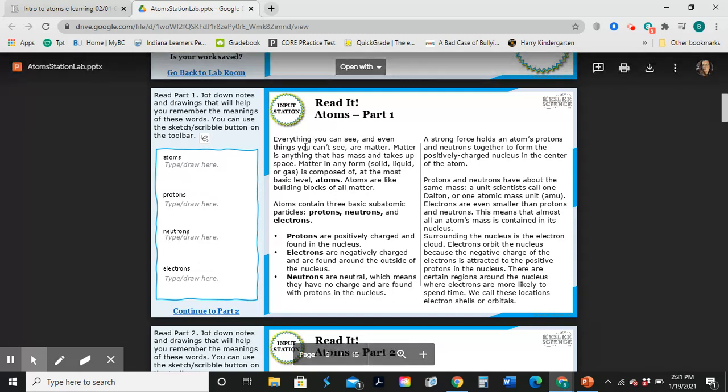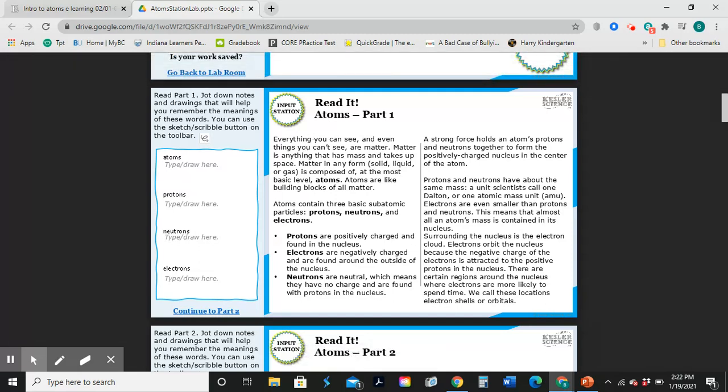Everything that you can see and even things you can't see are matter. Matter is anything that has mass and takes up space. Matter in any form, solid, liquid, or gas, is composed of, at the most basic level, atoms. Atoms are like building blocks of all matter. Atoms contain 3 basic subatomic particles: protons, neutrons, and electrons. Protons are positively charged and found in the nucleus. Electrons are negatively charged and found around the outside of the nucleus. Neutrons are neutral, which means they have no charge and are found with protons in the nucleus.